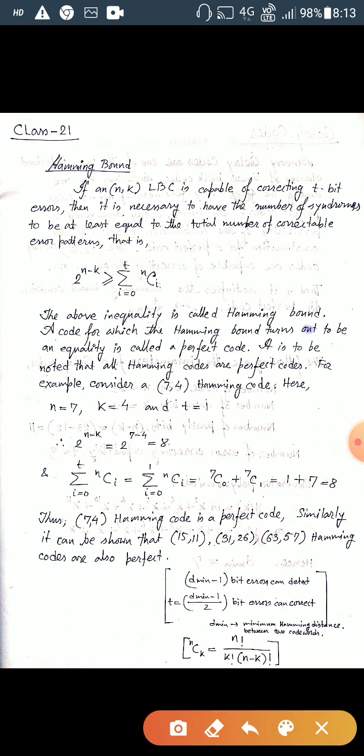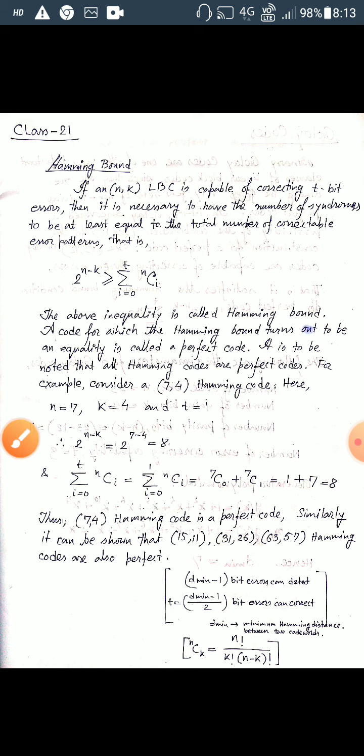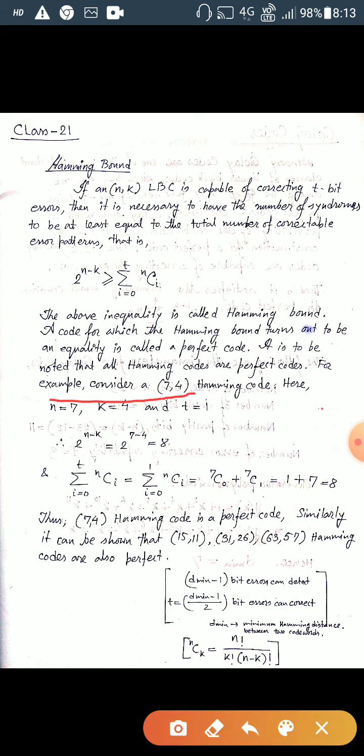For example, consider the (7,4) Hamming code. Hamming codes are also linear codes, that is LBC, so they can be written in the form (n, k), where n is the code word length. In this case, 7 is the code word length, so n is equal to 7, and 4 is the message bit, so k is equal to 4. Here n is equal to 7, k is equal to 4, and t is equal to 1.